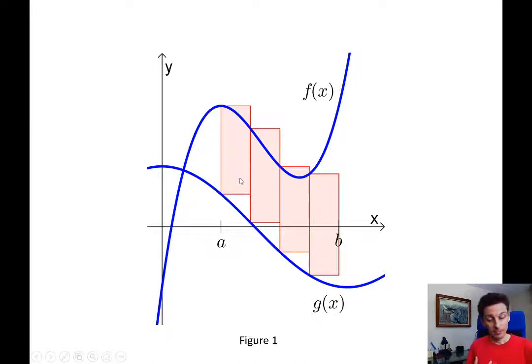And if we were able to compute the areas of each of these 4 rectangles and add them all up, that would be an approximation of the area between f and g from x equals a to x equals b. But we can do better.